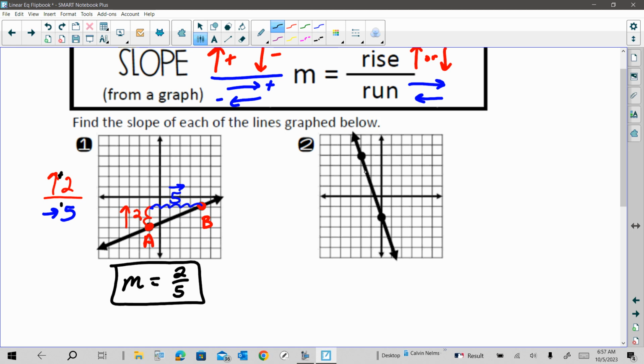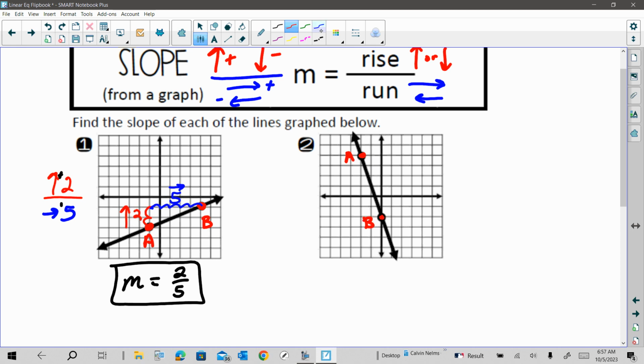Just by looking at this graph, hopefully we see that it's decreasing, so the slope has to be negative. If it's increasing, it's positive, but if it's decreasing, it's negative. So I'm just going to see I got a point here. This will be the first point. I'm going to label that one A and B.